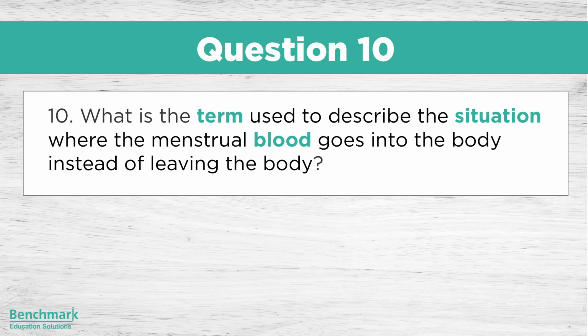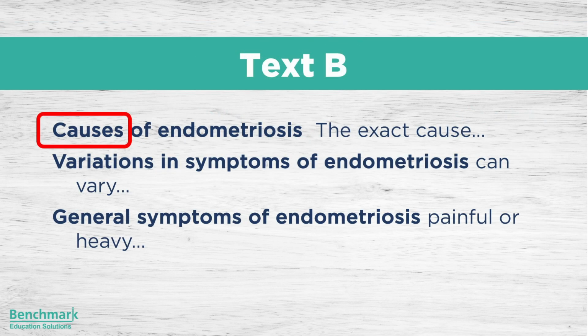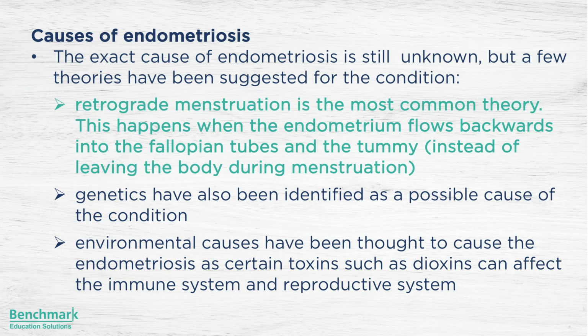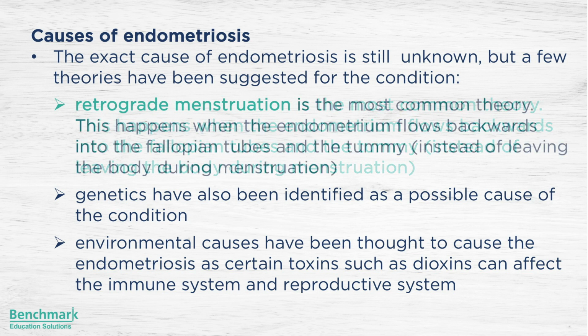So look for causes. You'll find that word in text B. Under the heading Causes of Endometriosis, you will find exactly what you need. Since the question is asking for the term, your answer is retrograde menstruation.